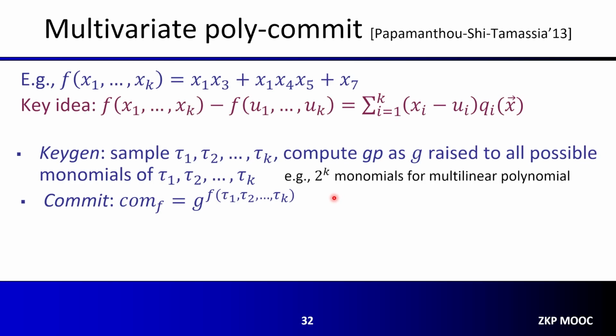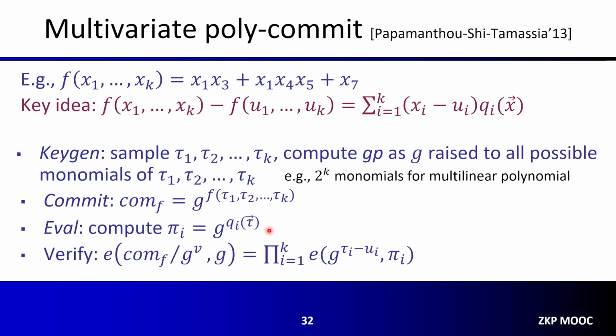The prover is raising each element of the global parameters to the corresponding coefficient of the polynomial and multiplying them together to get the commitment. Next, in order to compute the proof, the prover is going to evaluate this polynomial at this point u1 to uk and invoke this equation to compute q_i(x) for all i. Then the proof consists of multiple elements: pi_i equals g to the power of q_i evaluated at the point tau, for i equals 1 all the way to k.